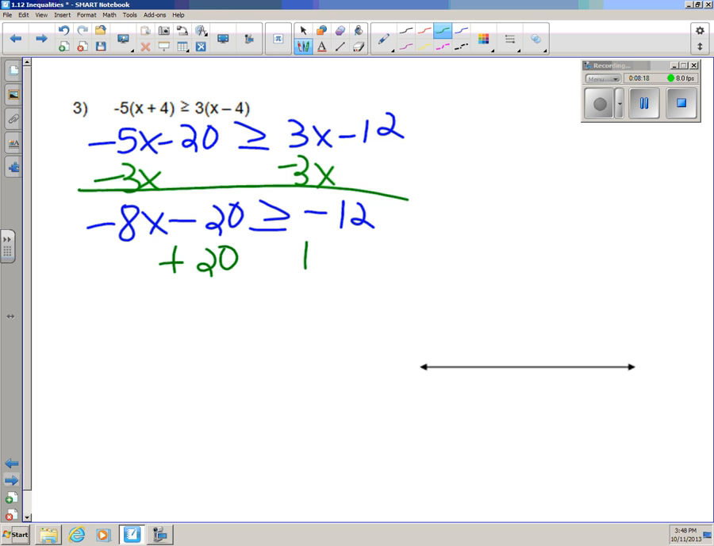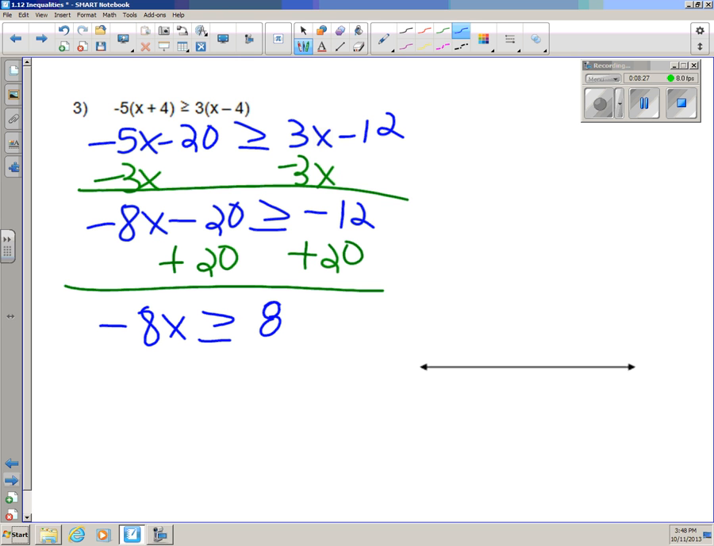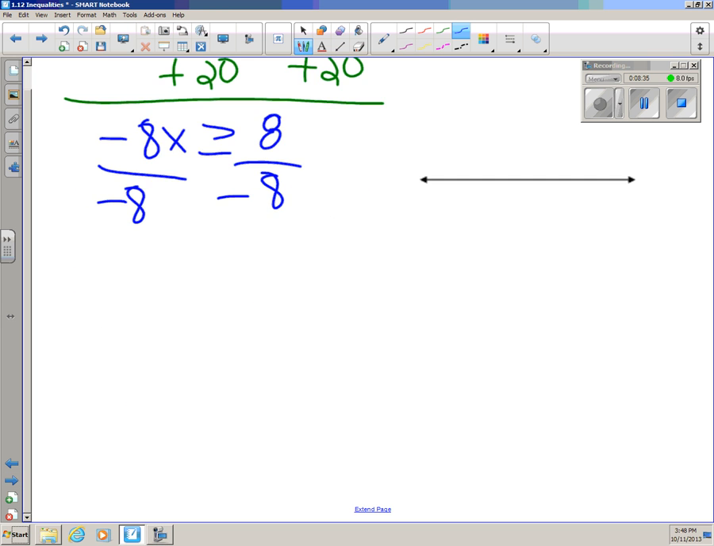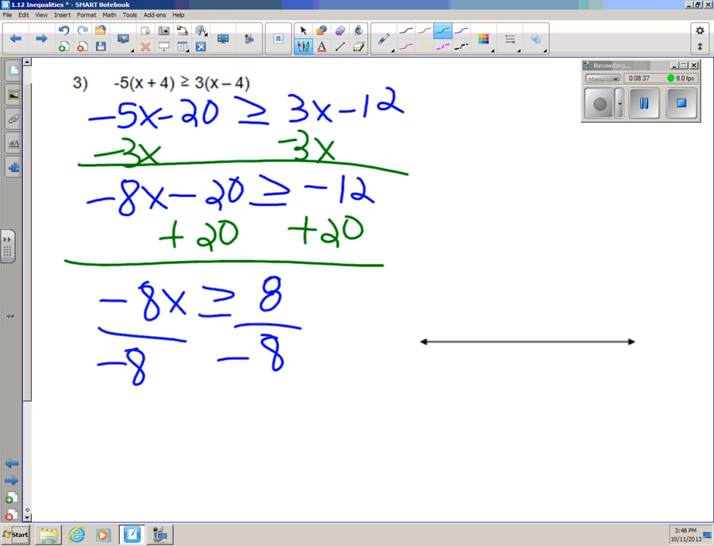Going to add 20. And I'm going to get negative 8x is greater than or equal to positive 8. Divide both sides by negative 8. Now here's where you got to stop yourself. You're dividing by a negative. That means I need to reverse my inequality symbol. When you multiply or divide by a negative, reverse your symbol. Final answer should be x is less than or equal to negative 1.